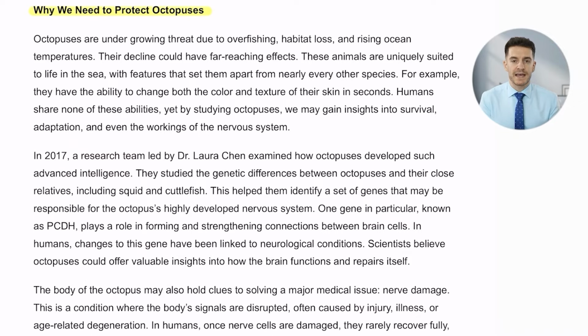Now, when you're trying to find the answer, you should be scanning for the keywords. And you need to do this very quickly because remember, you don't have much time in the real test. So let's do it together. Octopuses under threat, habitat loss, no. Their decline, no. These animals are suited, no. Features that set them apart, no. For example, ability, that could be what we're looking for. Change, there we go. So ability to change both the color and texture of their skin in seconds. There we go. So we've got the answer, skin in seconds.